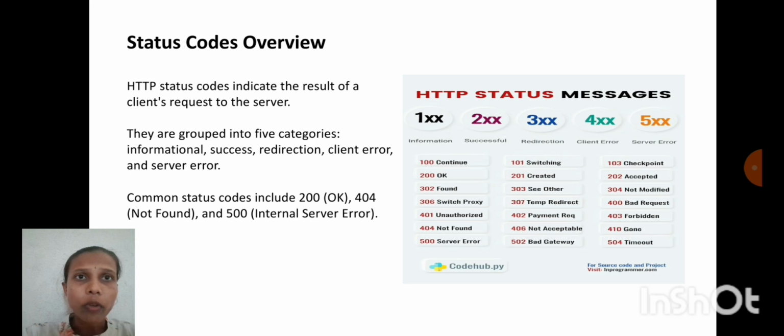Status codes overview. HTTP status codes indicate the result of a client request to the server. They are grouped into 5 categories: informational, success, redirection, client error, and server error. Common status codes include 200 OK, 404 Not Found, and 500 Internal Server Error.